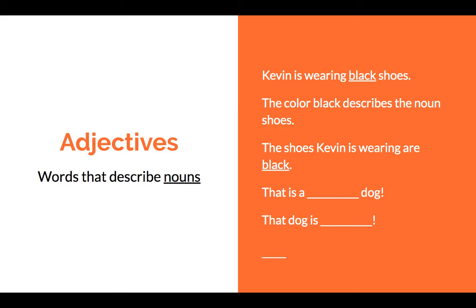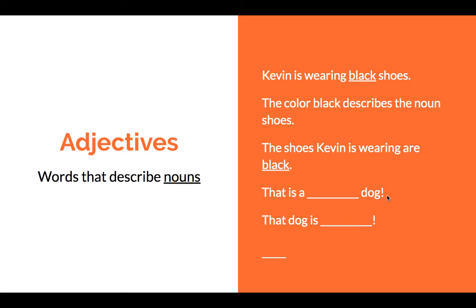For our example here, Kevin is wearing black shoes. Black describes shoes, so that's an adjective. We can have the adjective come right before the noun, or we can also use a linking verb like is wearing, so that the adjective comes after the verb. So look at our sentences again. Kevin is wearing black shoes. The adjective comes before the noun. Then look at our next sentence. The shoes Kevin is wearing are black. Either way, black is an adjective. It's describing shoes. So black shoes right here or black shoes, they're both adjectives.